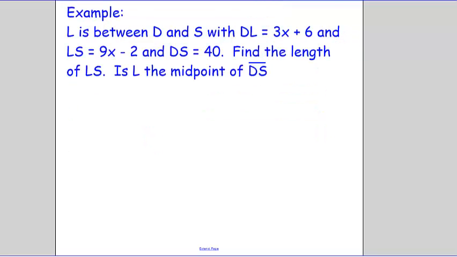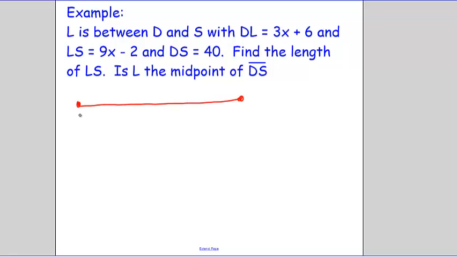So an example involving that. L is between D and S. DL is 3x plus 6, LS is 9x minus 2, and DS is 40. Find the length of LS, and is LS the midpoint of DS? So we have two questions there, and my high school geometry teacher always made sure we answered the question. So first you want to draw a picture. That's the first thing I'm going to be asking you guys. Did you draw a picture?